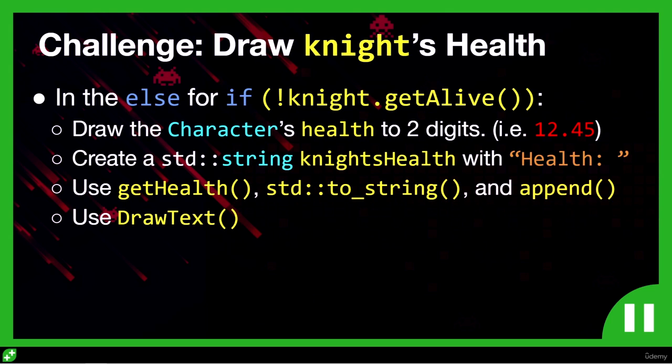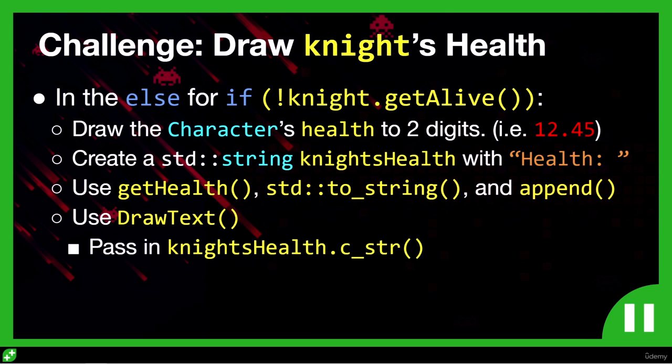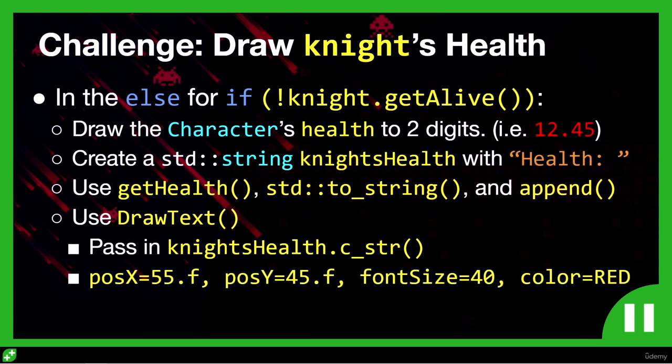You'll then use drawText and pass in the string you created, knightsHealth, only you'll need to call the c_str function since drawText requires a C-style string. For the rest of the parameters of drawText, use the same parameters we used when we called drawText in order to draw "Game Over" to the screen. Namely, posX will be 55, posY will be 45, font size will be 40, and color will be red. Pause the video and do this now.